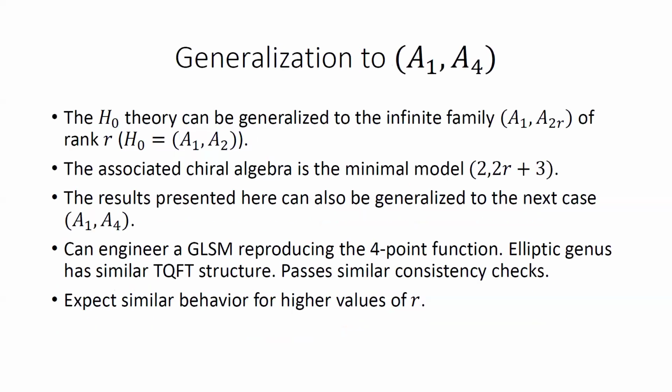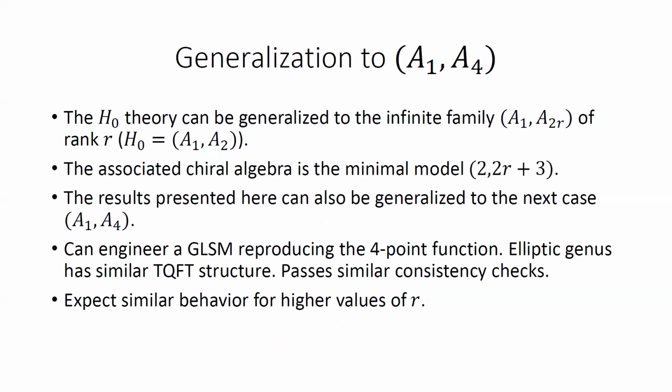I will finally just briefly mention generalization. You can think of the H0 theory as the rank 1 case of an infinite family that is known as the A1, A2R Argyres-Douglas theory, whose rank is R. The nice property of this family is that its chiral algebra is also a minimal model. In general it will be a higher minimal model, so usually it has more isolated representations of the Virasoro algebra, but it's still a minimal model. So in principle, you can still do the computation.